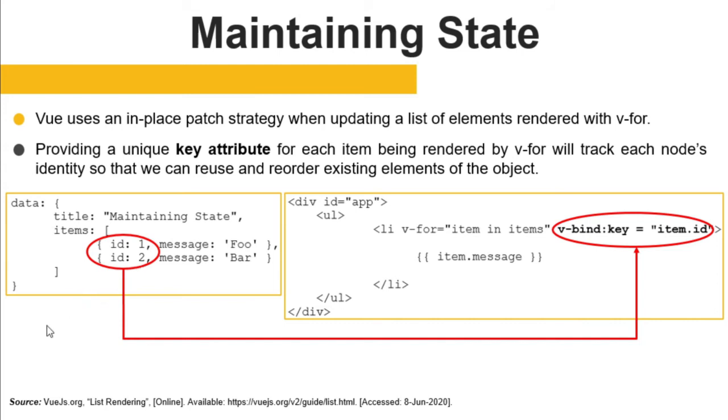By using v-bind for each li and key, and providing a unique ID property of every value stored in the object as defined in the data model, we can maintain state. So here, we are binding item.id as the key attribute for each li element to be rendered so that each li element will have its own unique identity. So that is how to maintain state.